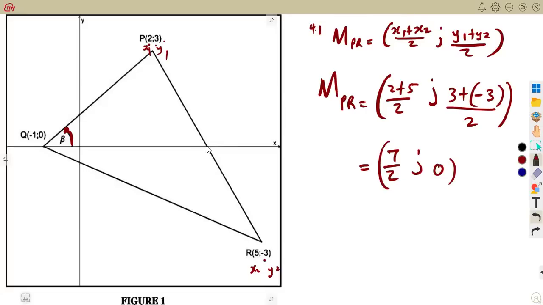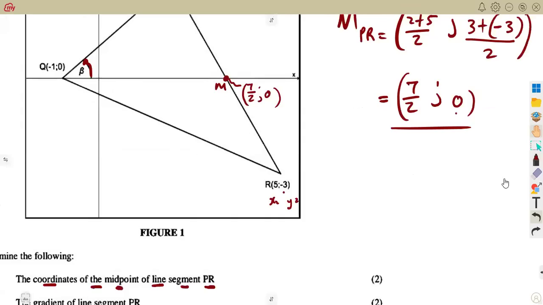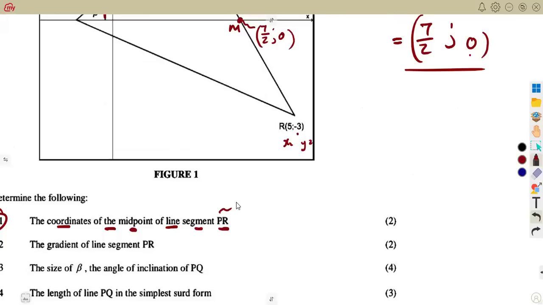So that's our midpoint, which is actually at this point because y is equal to 0. So we are very sure that it is this point. That's the point 7 over 2, 0, which is the midpoint of PR. This is the point 7 over 2, 0. Just like that, guys. So this one was just going to be direct.